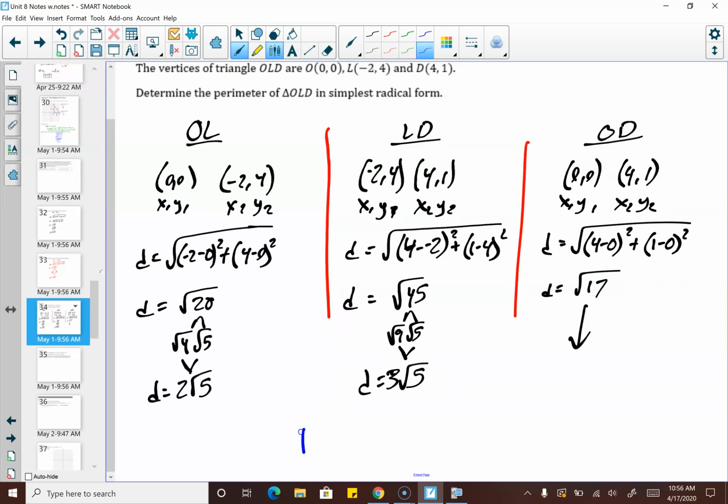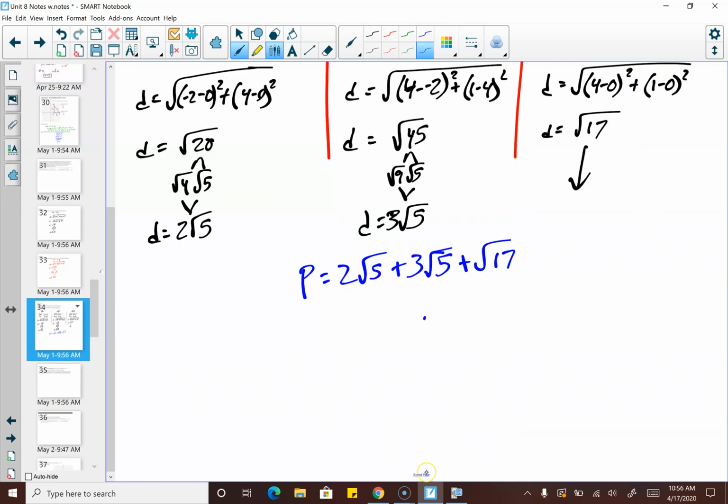So now if we want to find the perimeter, it's going to be 2 radical 5 plus 3 radical 5 plus radical 17. These first 2 square roots can combine because they have the same number underneath the radical. So the perimeter here is, and I believe it said simplest radical form, so we add the numbers out in front. 2 plus 3 is 5 radical 5, and then plus the square root of 17. Okay, so that's how we use our distance formula to find the perimeter of a shape that would be on a graph.